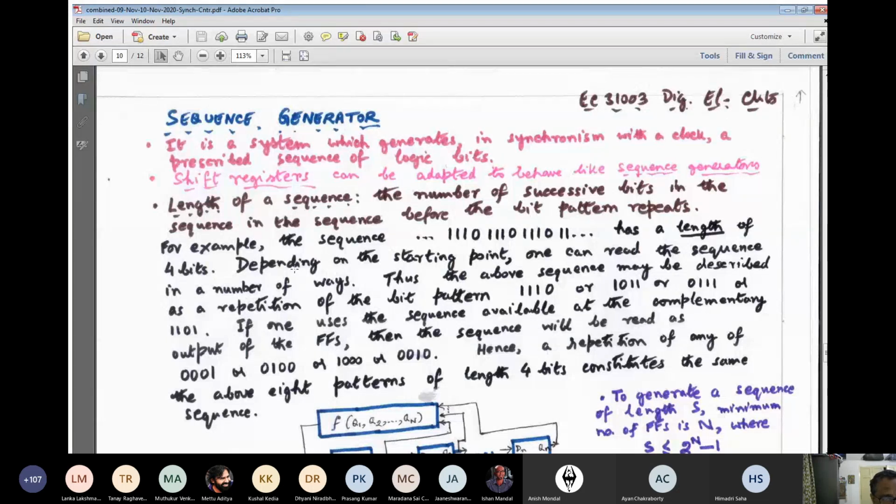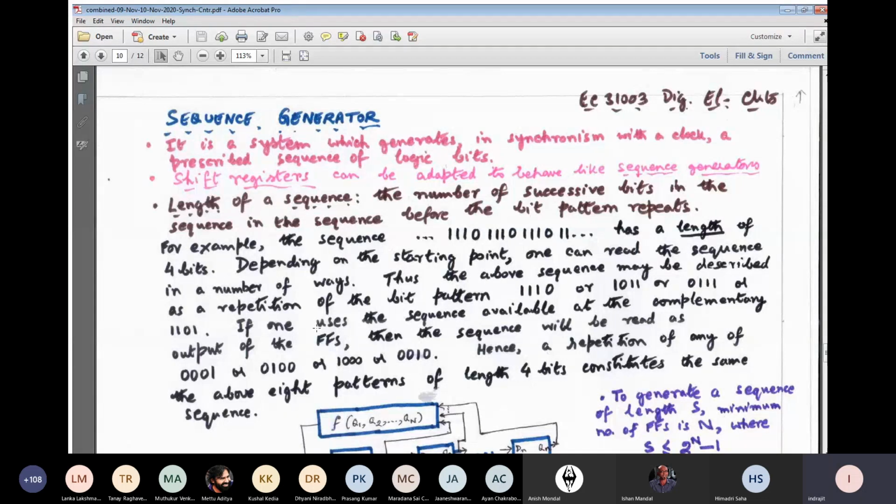Okay. Now, depending on the starting point, you see what sequences we are reading. So if you start from here 1 1 1 0. So the above sequence may be described as a repetition of the beat pattern 1 1 1 0 or 1 0 1 1 or 0 1 1 1 or 1 1 0 1. So these by reading at the normal output of the flip-flop.